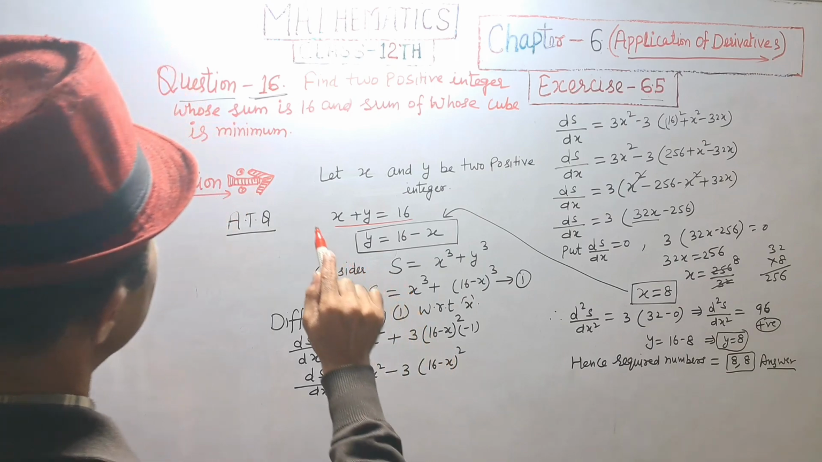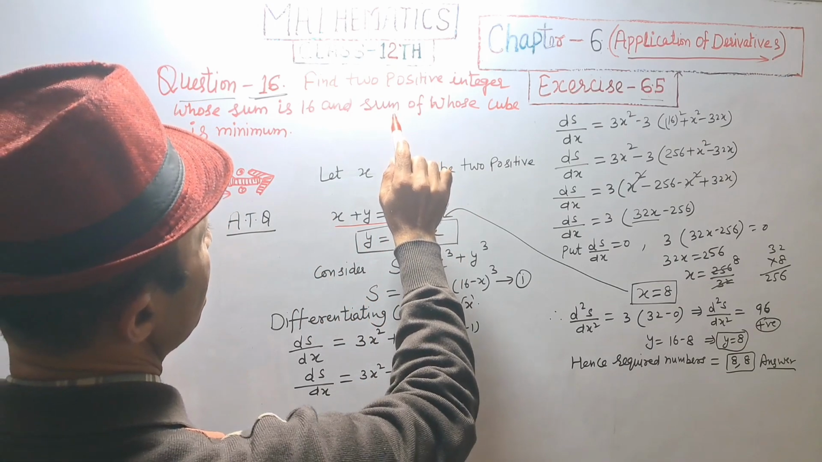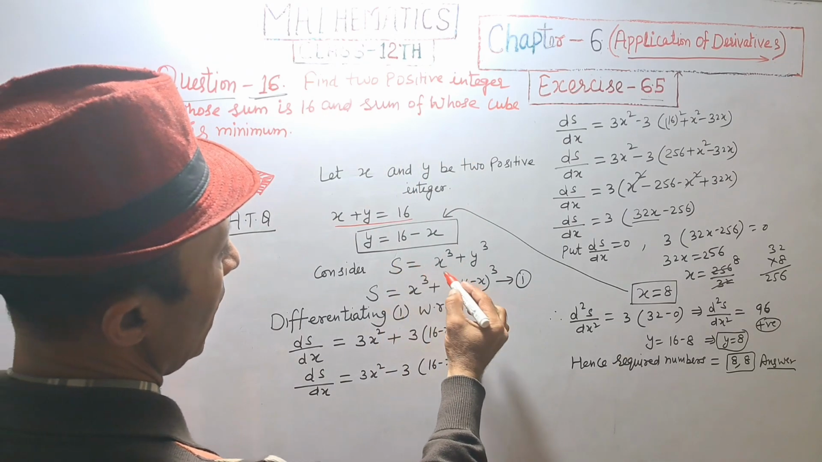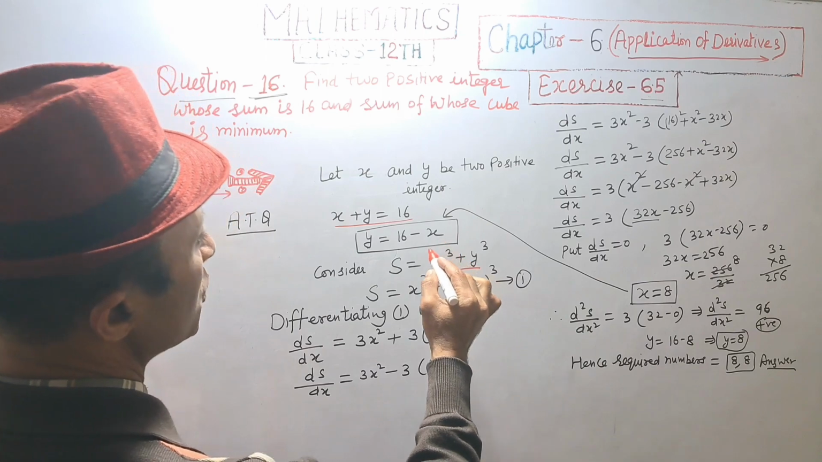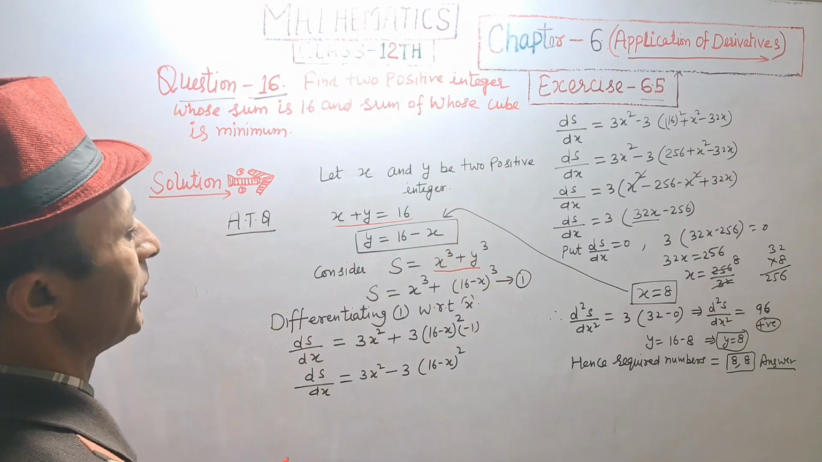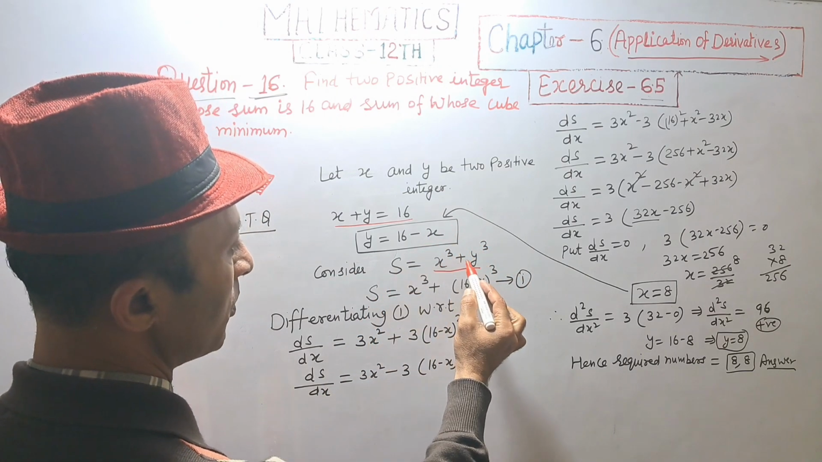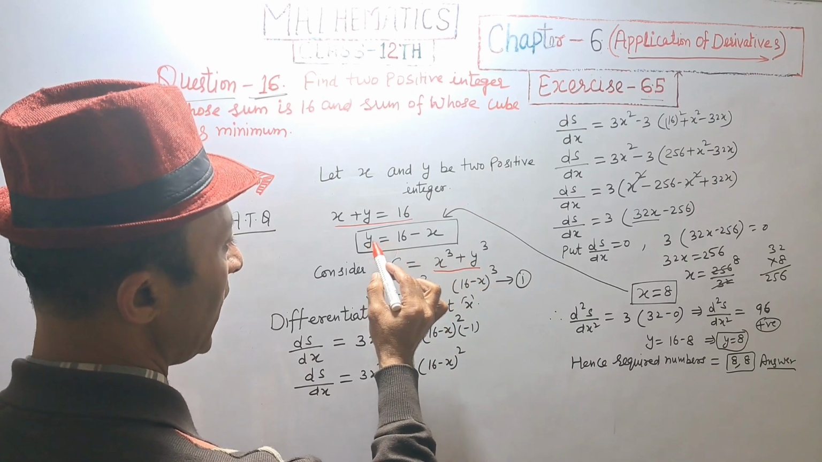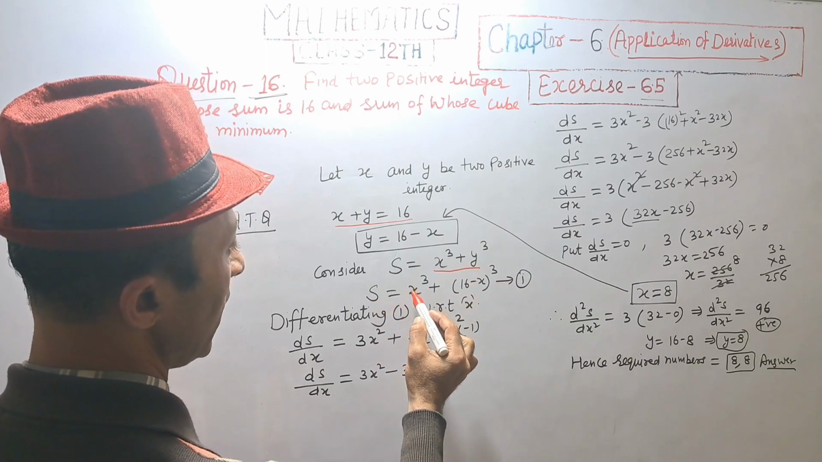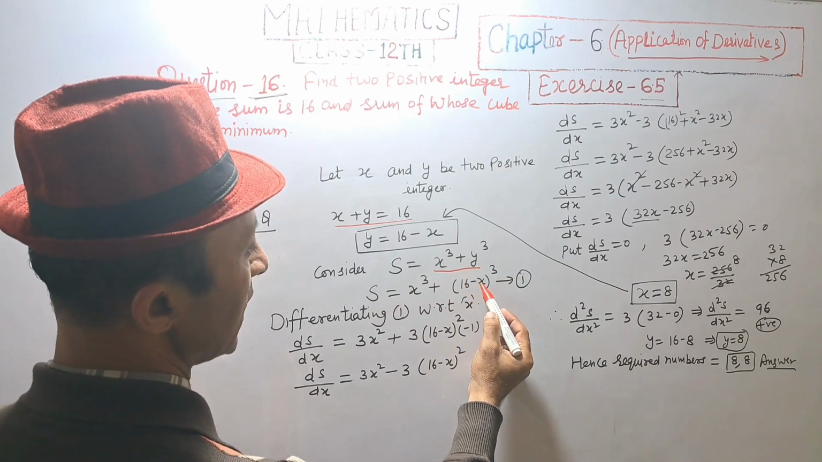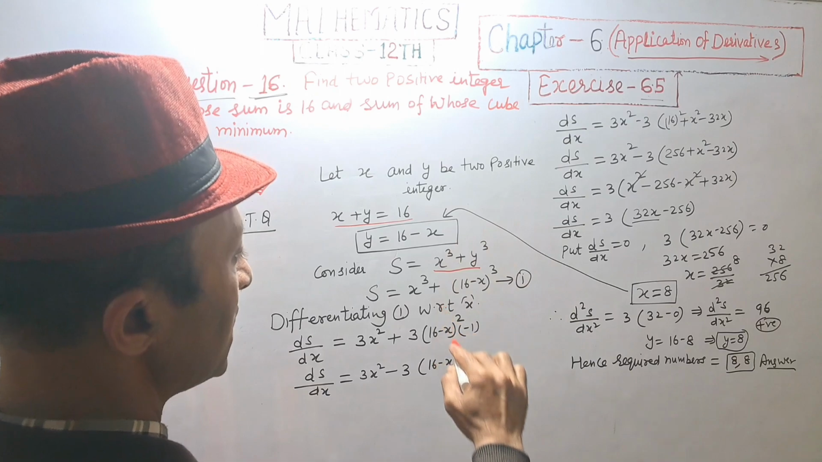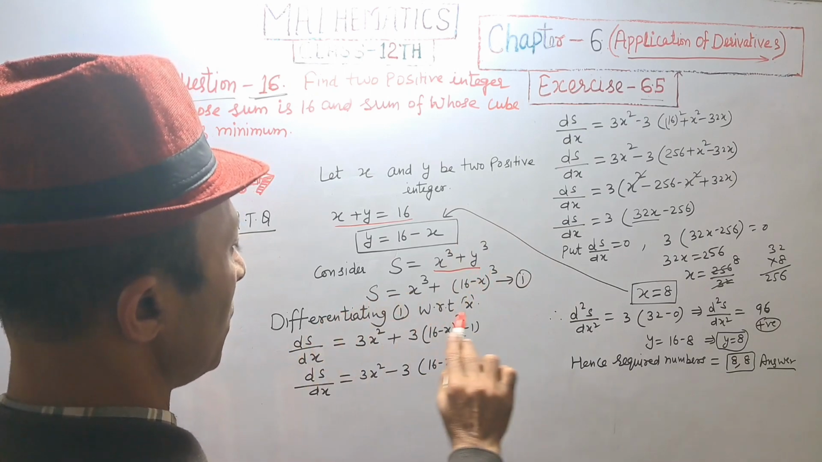And let us consider the sum of whose cubes is minimum. Let S is equal to x cube plus y cube, and we are putting y is equal to 16 minus x in this equation. We get S is equal to x cube plus (16 minus x) raised to power 3. It's equation number first, and we are differentiating equation number first with respect to x.